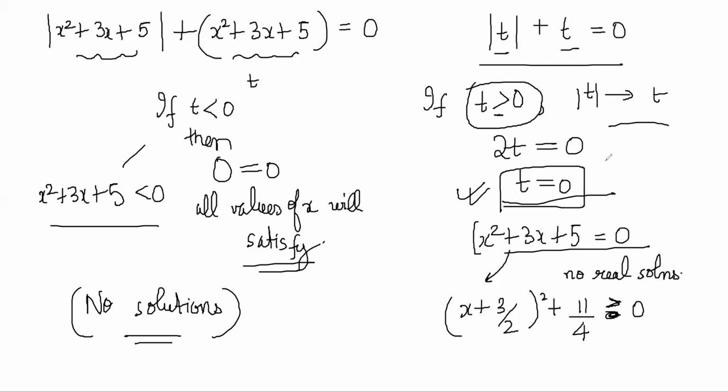Okay. Fine, I get it. Understood. And it will never be 0 also. So no solutions are possible for this, right? Okay. Understood. Next one.